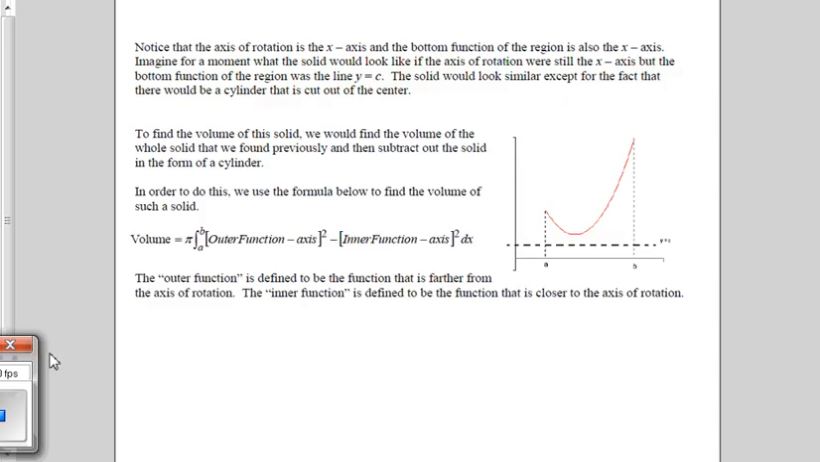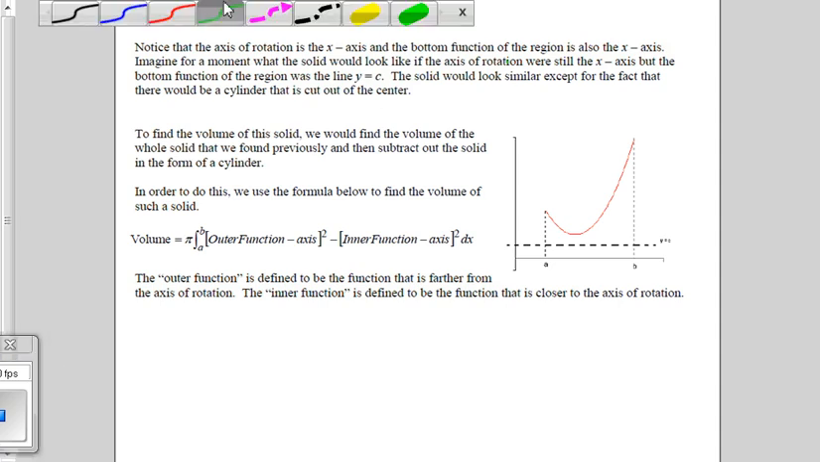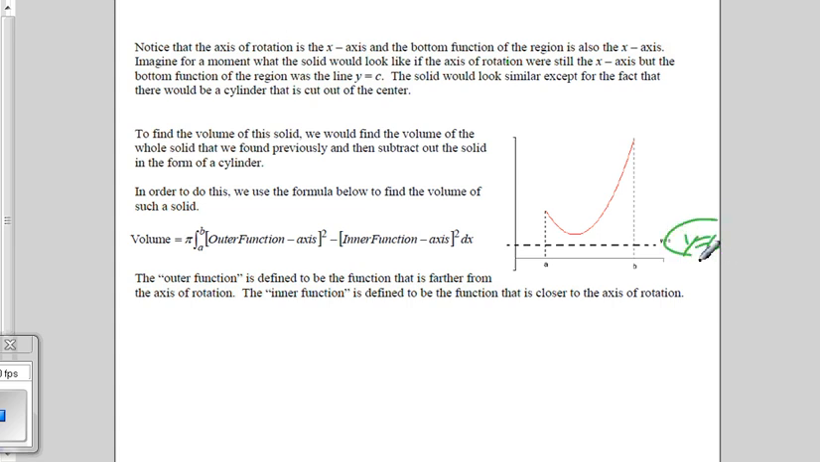So notice that the axis of rotation is the x-axis, and the bottom function of the region is also the x-axis. Imagine for a moment what the solid would look like if the axis of rotation were still the x-axis, but the bottom function of the region was the line y equals c. So I kind of started to give that example. This is going to be, you can't really see it there, y equals c.